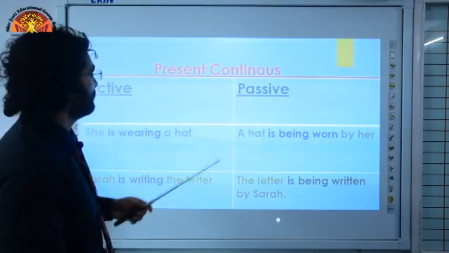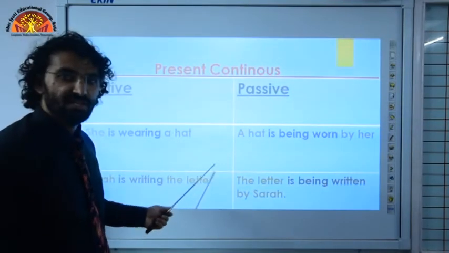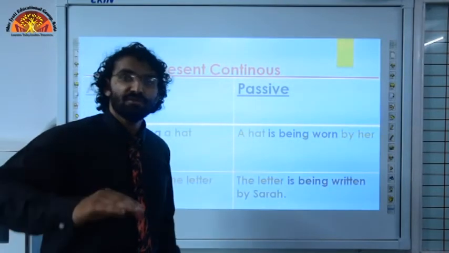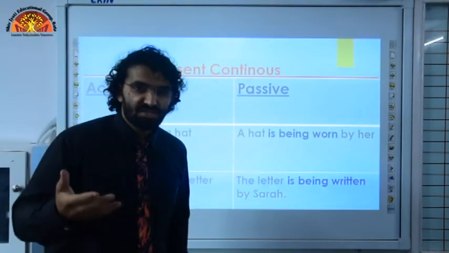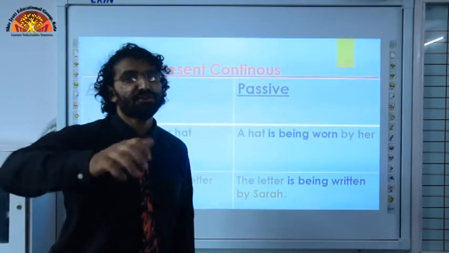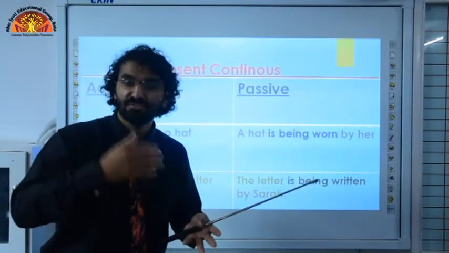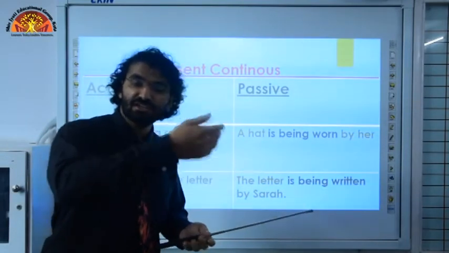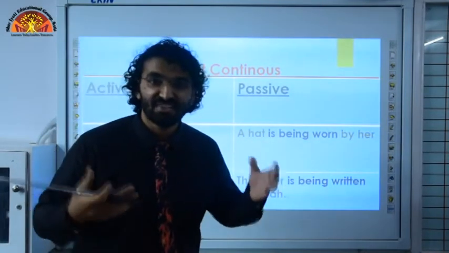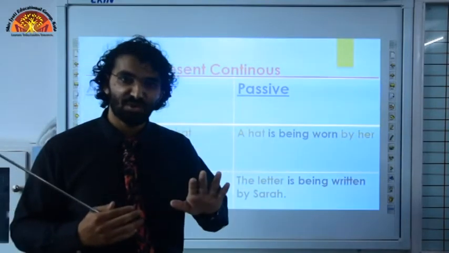We will talk about present continuous now. She is wearing a hat. A hat is being worn by her. So it doesn't matter which tense it is. In each and every tense, rule number 1 will remain the same. Okay? Interchange the places. Put the object in place of the subject and put the subject in place of the object. You're getting me, no? We have to just change their places. Okay? That is rule number 1.